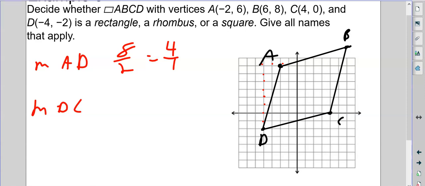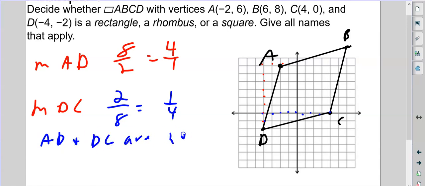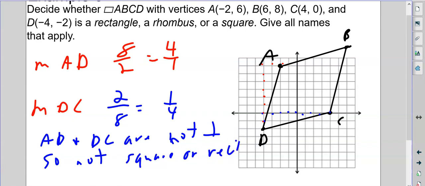But let's go from D to C. I'm going to start at D and go up 1, 2. And go right 1, 2, 3, 4, 5, 6, 7, 8. And that's 1/4. So they are reciprocals, but they're not opposite reciprocals. So we know AD and DC are not perpendicular. So it is not a square or rectangle.